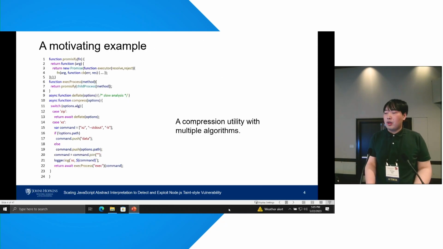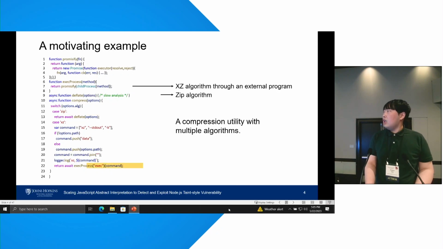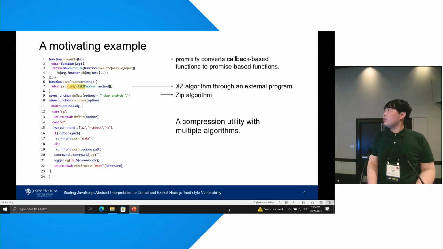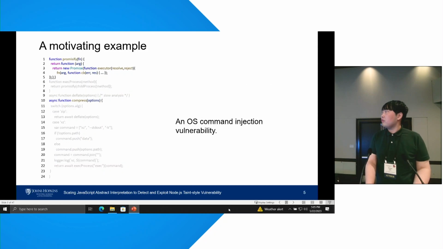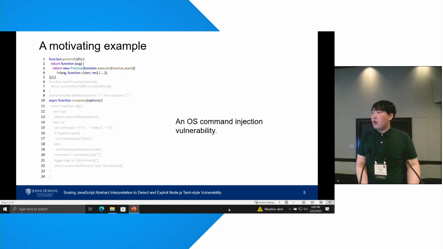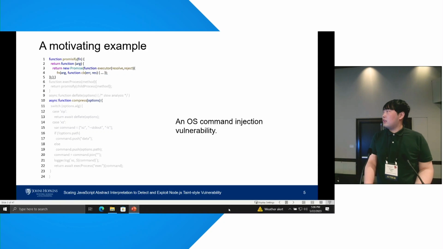Let's see a motivating example. This is a compression utility that allows users to choose from multiple compression algorithms. If the user chooses the zip algorithm, it is implemented in a JavaScript function. If the user chooses the XY algorithm, it calls an external program. Here, promisify is a function commonly used in JavaScript that converts callback-based functions to promise-based functions. This example has an OS command injection vulnerability.